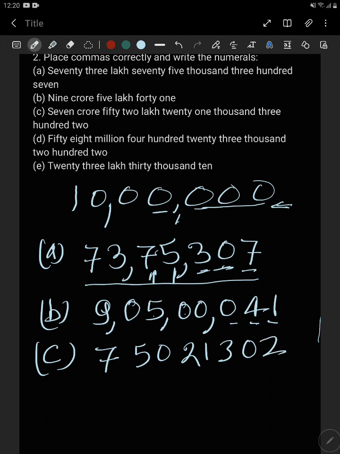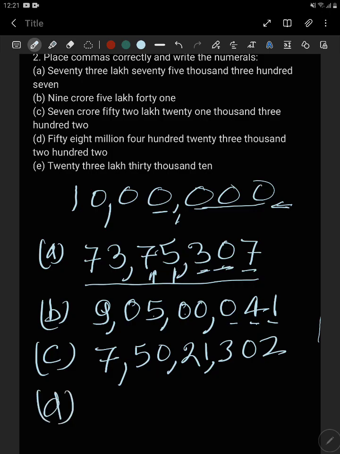Okay. So now, starting from the right side, we'll put a comma after three digits here, and now after 2 digits, after 1 and 2, we'll write a comma here, and after 2 digits, after 0 and 5, put a comma here. Okay. So it is 7 crore 50 lakh 21,302.